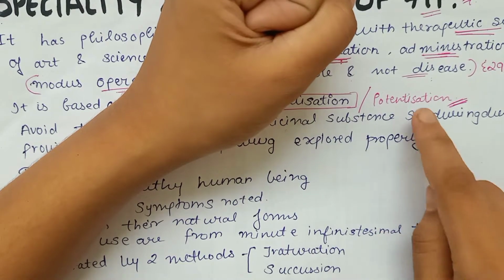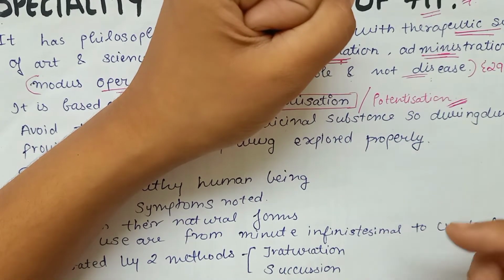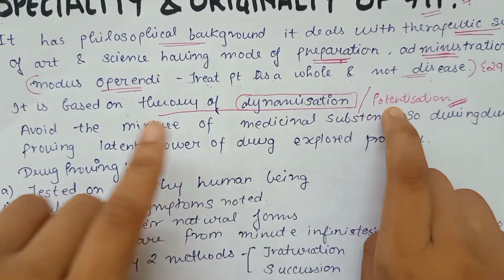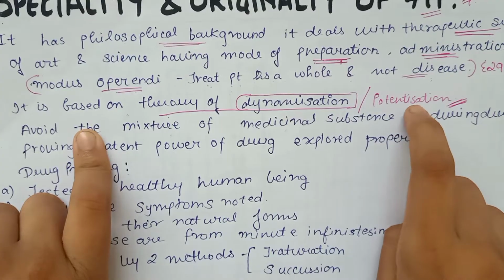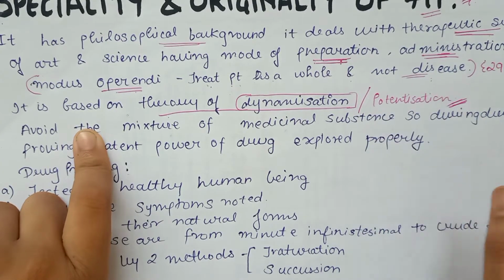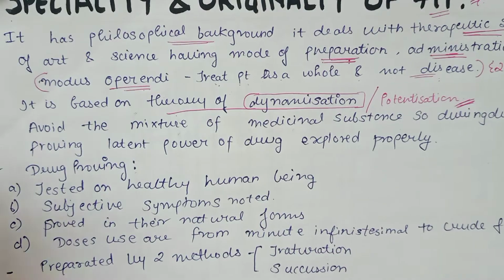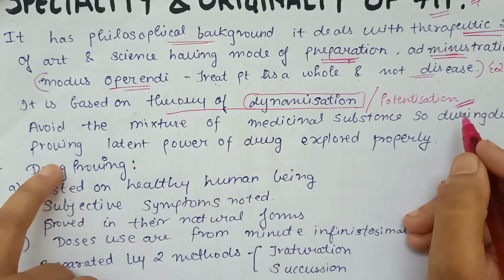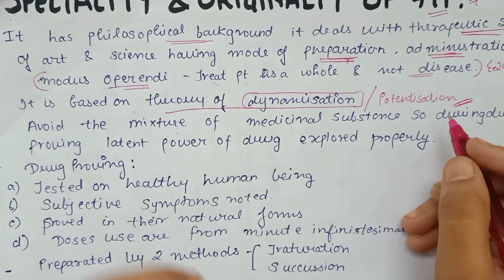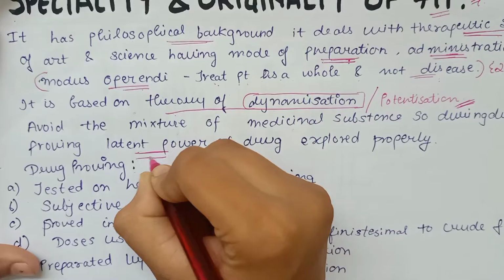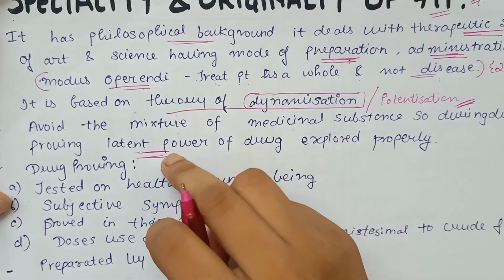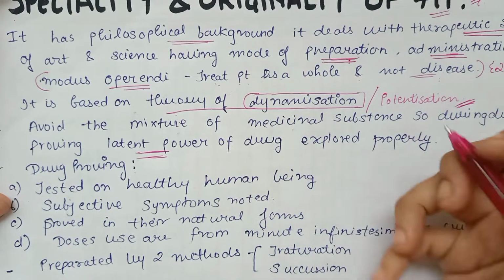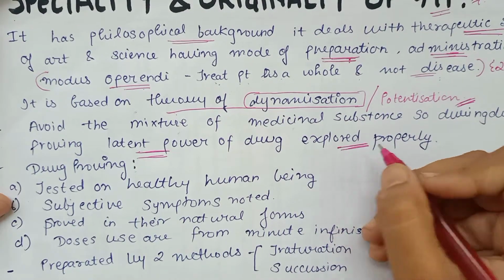Actually, if you don't already know this, you may not understand how I am saying it. So we will study potentization if you have not studied it, and it is a very good concept. We avoid the mixture of medicinal substances, so during drug proving the latent power of the drug explodes properly. Latent power means, as I told you, the hidden power is called latent power. So when we do drug proving, the latent power should be exposed properly at the time of drug proving.